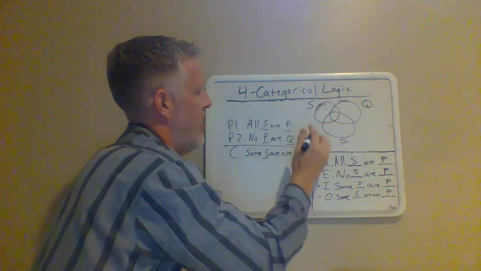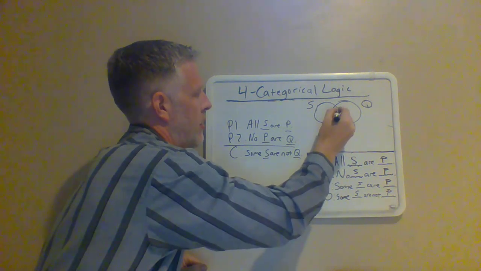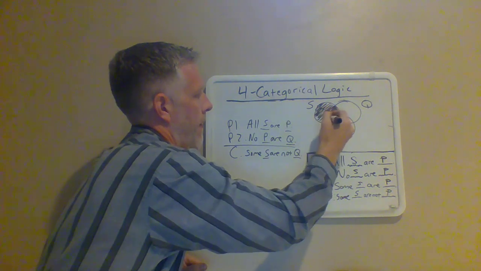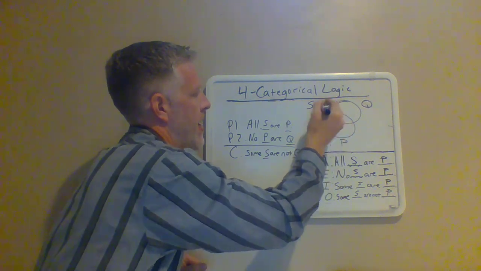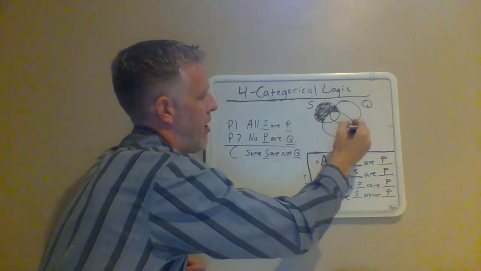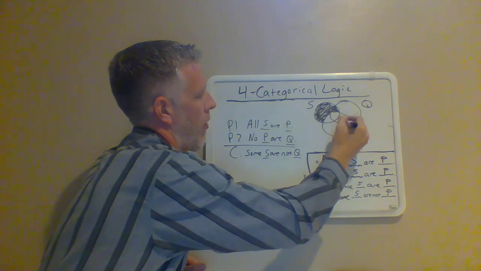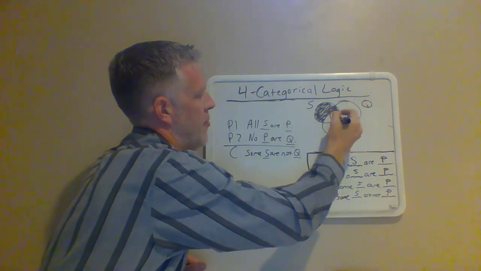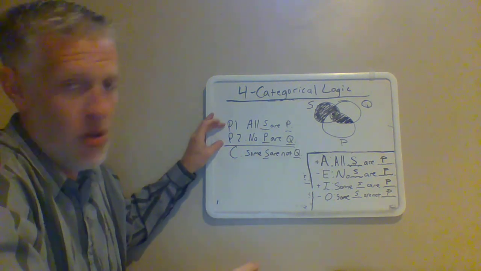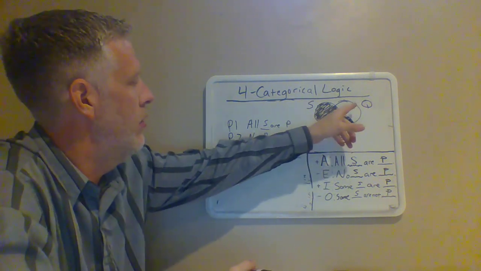All S are P. It's not possible to be an S and not also be a P. So all S are P is going to look like this. So if it's an S, it has to also be a P. No P are Q. It's not possible to be a P and also be a Q. So if it's a P, it's not a Q. So based on assuming these premises are true, does this have to be the case? Is it the case that some S are not Q?